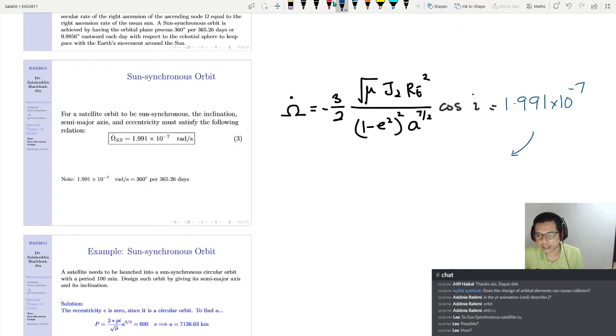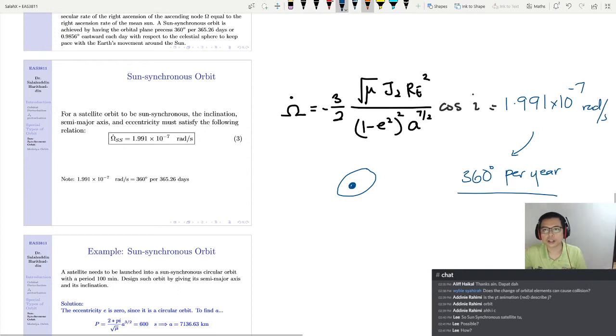The reason is this corresponds to 360 degrees per year. Remember, sun-synchronous means we need to be synchronized with the sun. So your orbit needs to be moving with respect to the sun similarly, I mean, it needs to be moving at 360 degrees per year. If it completes one year, that means the node is always maintained. So if I change 360 degrees per year to radians per second, this is what I get. You need to make sure that this value right here is equivalent to 1.991 times 10 to the minus 7 radians per second. This is what we call the condition for a sun-synchronous orbit.